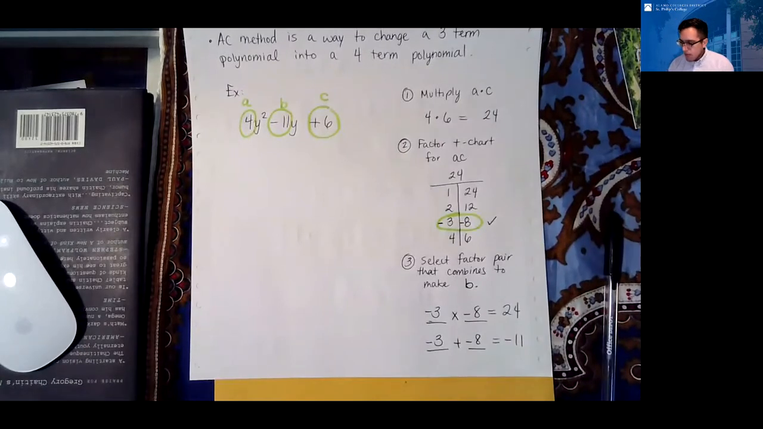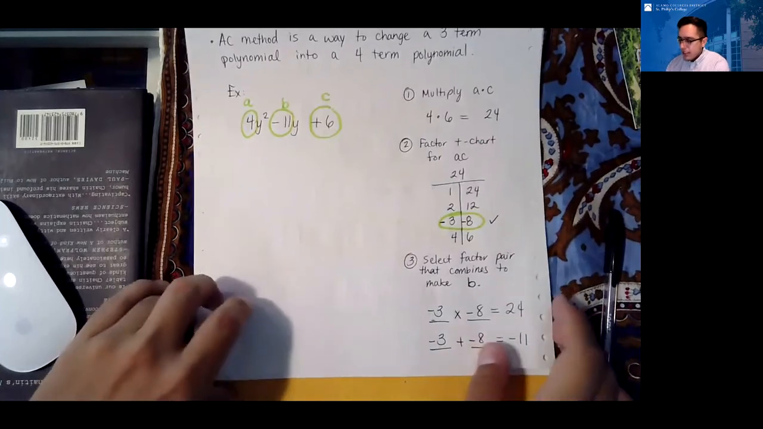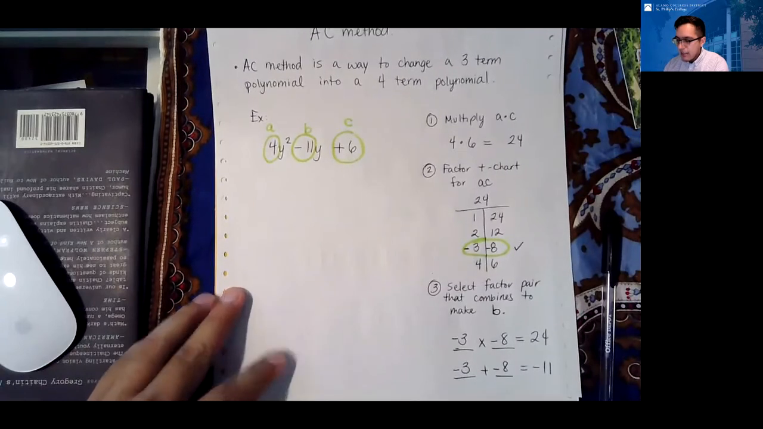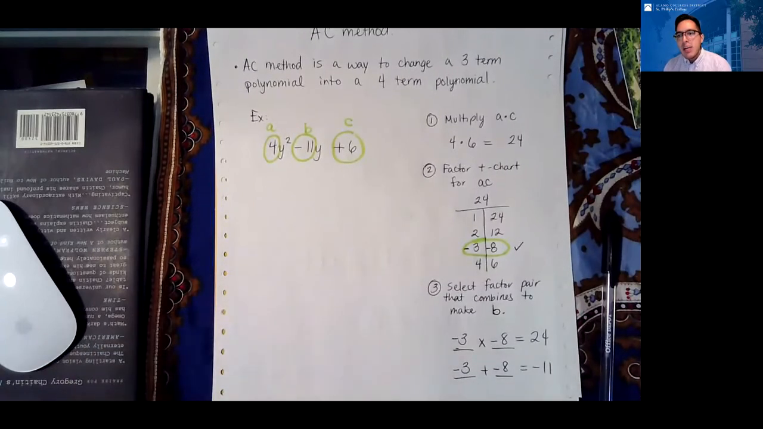Does anybody have any questions about that? Okay. Now another reason why we needed them to both be negative is because I said at the beginning of this process that we need to break up the middle term, or one of the terms, so that we can get a 4-term problem.